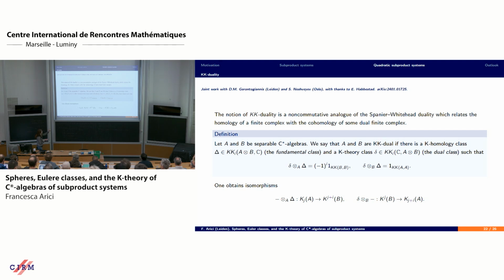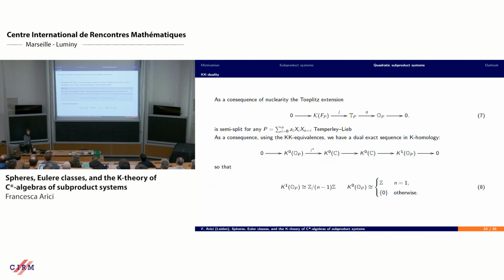So what are the consequences of a KK duality? Well, that there is an isomorphism between the K theory group of one algebra and the K homology group of the other, with possibly some degree shift. Okay, so let's go back to our sister algebra.